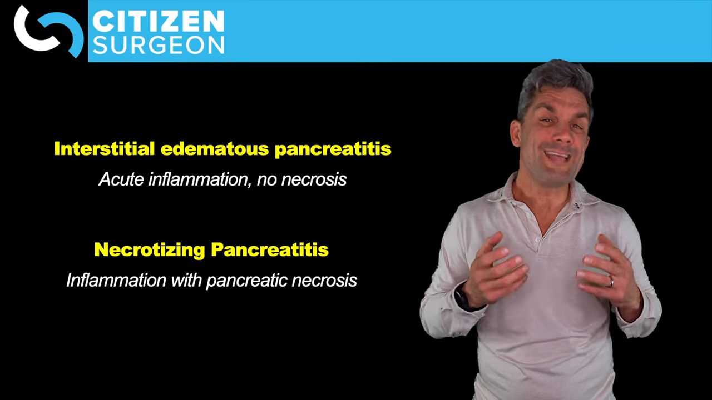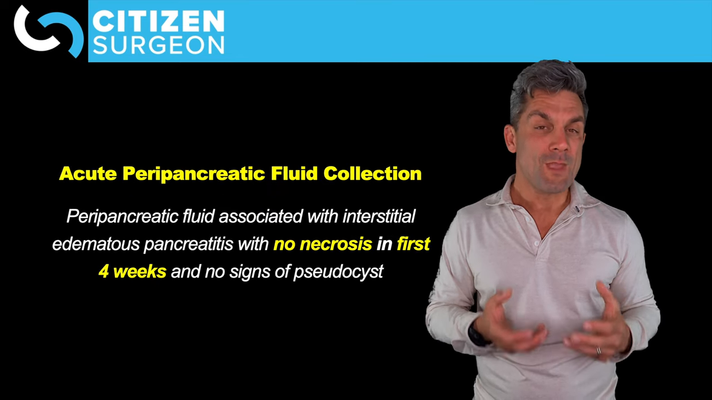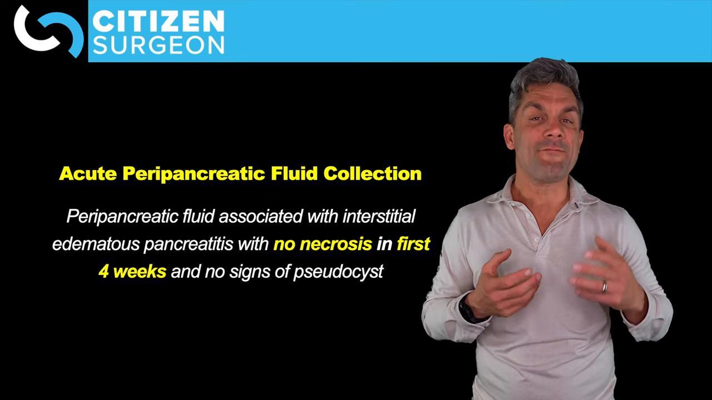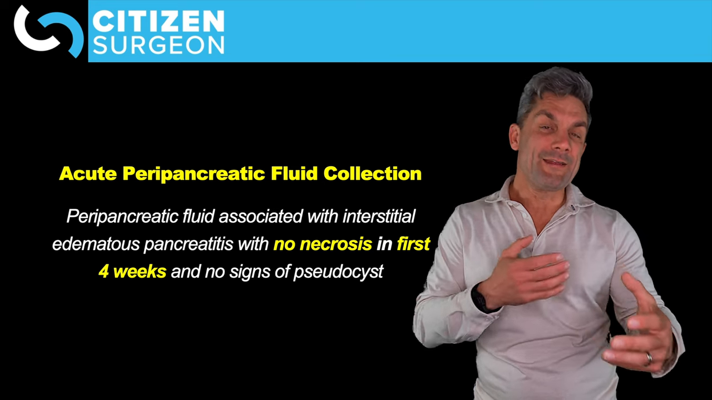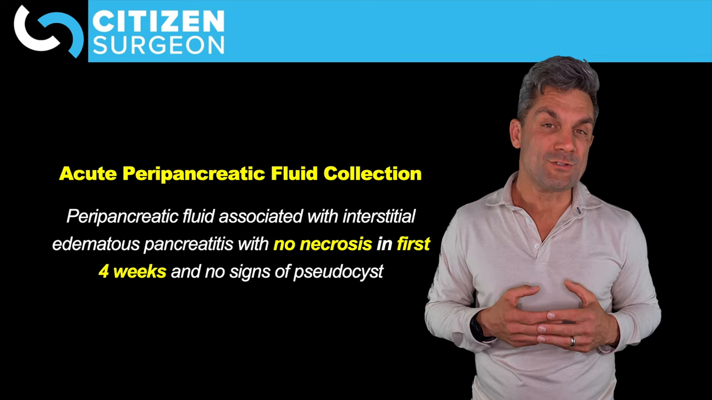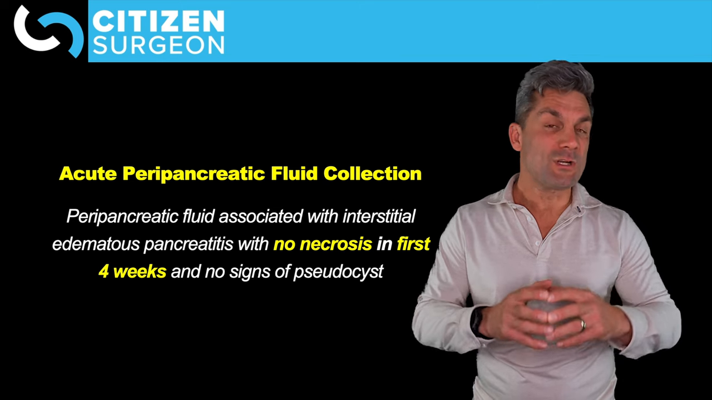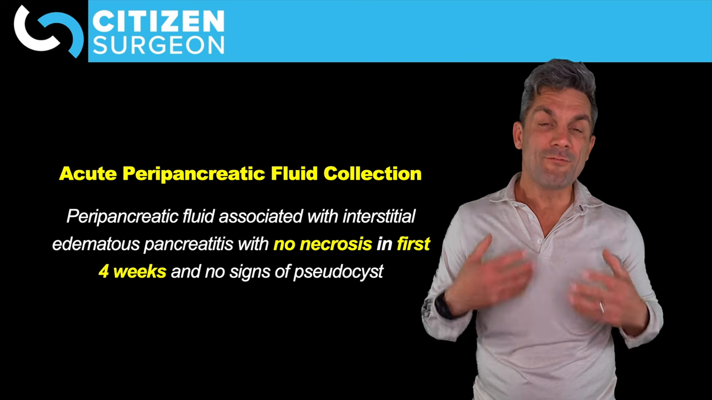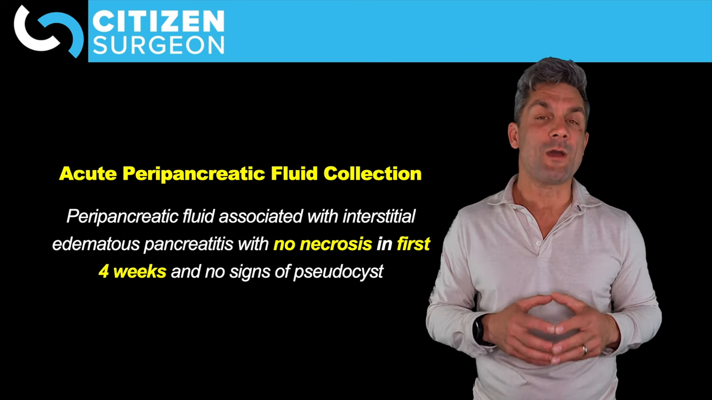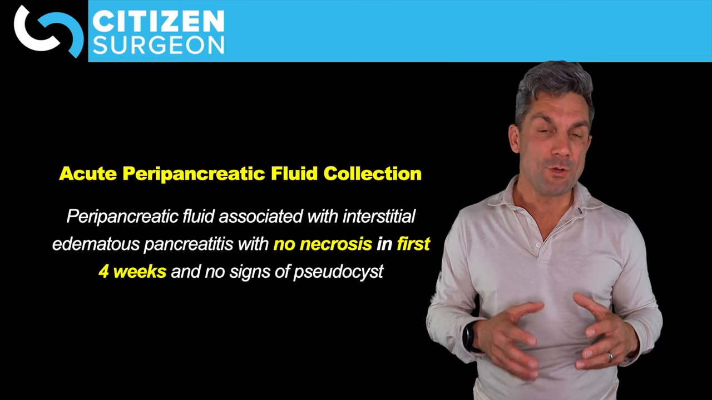Now, let's get to each of these local complications. So first is that peripancreatic fluid collection. Well, what is that? Well, that is a fluid collection around the pancreas that's diagnosed within 4 weeks from the time of injury. So any fluid collection around the pancreas that doesn't include necrotic material under 4 weeks from the time of diagnosis is what we call a peripancreatic fluid collection.